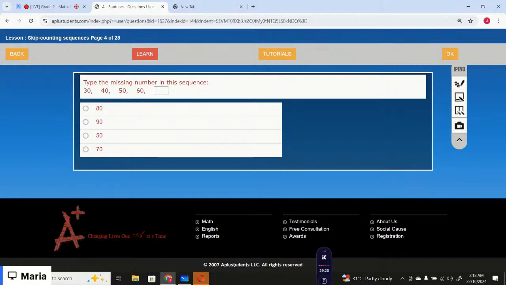Type the missing number in the sequence: 30, 40, 50, 60. So the missing one would be 70. Very good. The correct option is 70.